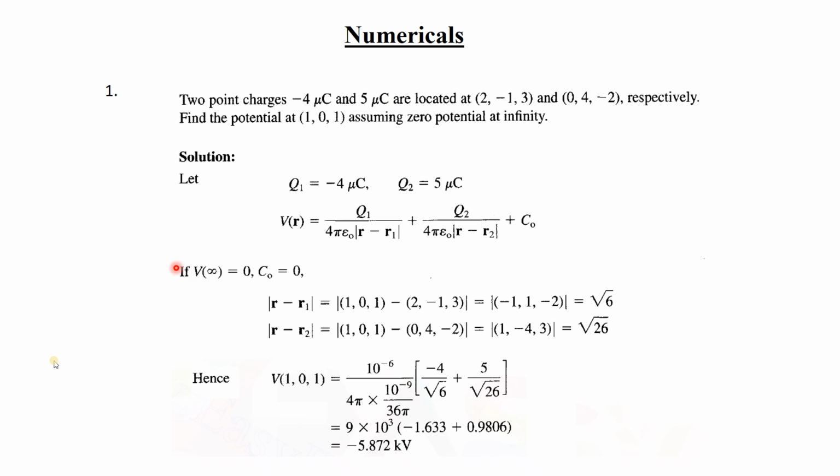Okay, so there is some numericals. If you see this numerical over here, 2 point charges, minus 4 microcoulomb and 5 microcoulomb, are located at points (2, -1, 3) and (0, 4, -2). So these 2 point charges are located at 2 separate points in a Cartesian coordinate system. Find the potential at another point, that is (1, 0, 1), assuming 0 potential at infinity.